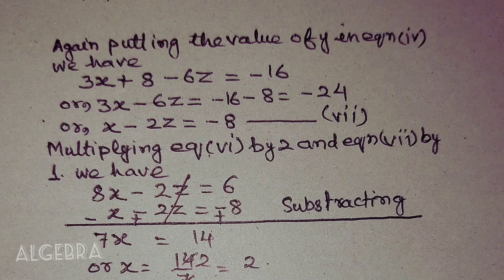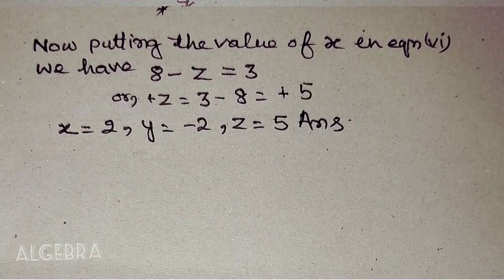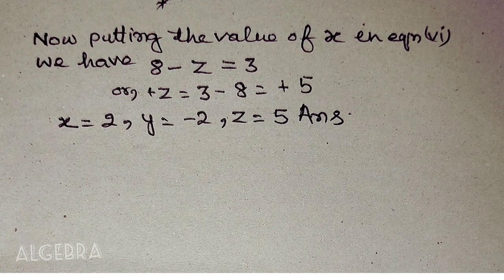Subtracting, 7x is equal to 14, or x is equal to 14 by 7 is equal to 2. Now putting the value of x in equation 6 we have 8 minus z is equal to 3, or minus z is equal to 3 minus 8 is equal to minus 5, minus minus plus. So x is equal to 2, y is equal to minus 2 and z is equal to 5.